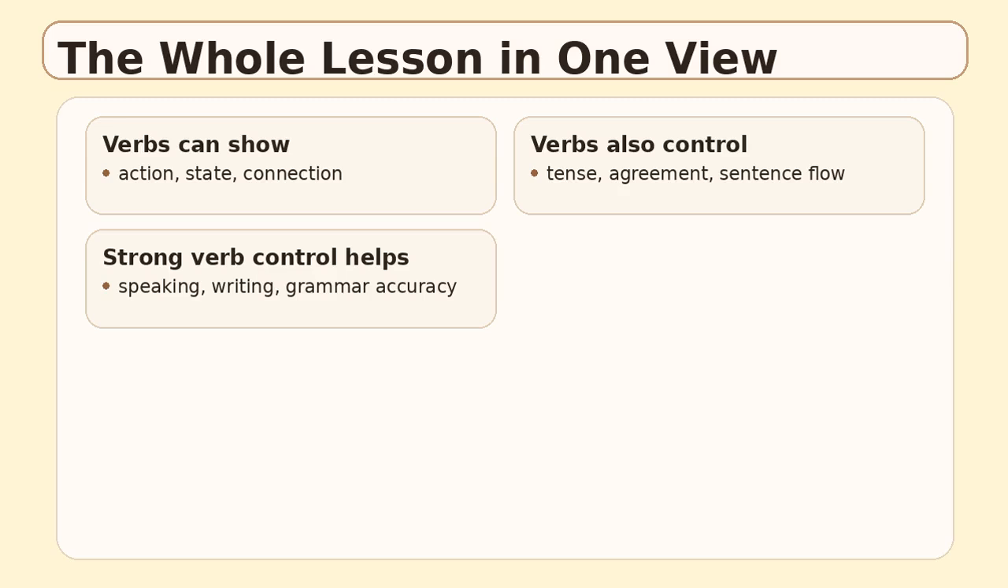Let us gather the whole lesson in one quick picture. Verbs can show action, state, or connection. They also control tense, agreement, and sentence flow. And when your verb control becomes strong, your speaking, writing, and grammar accuracy improve together. This is why verbs are such an important foundation in English.